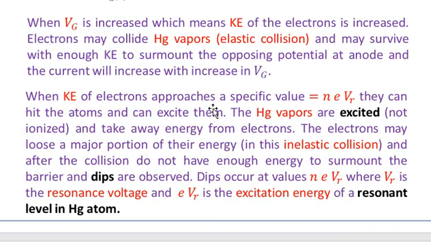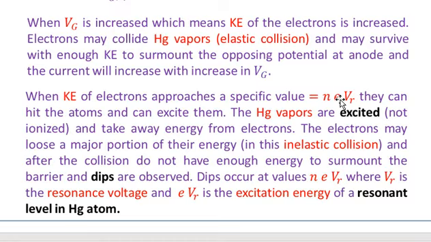When the kinetic energy of the electron approaches a specific value, equal to n times EVR, where n is an integer and EVR is the energy which matches the excitation energy of the mercury atoms. R stands for resonance, so EVR is the energy which corresponds to the resonant level in the mercury. You know that the resonant level means you have excited that level, and the level will de-excite with emission of photons.